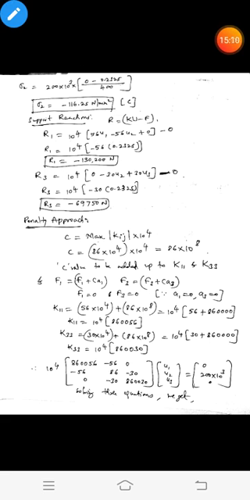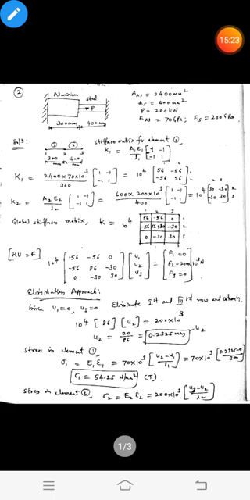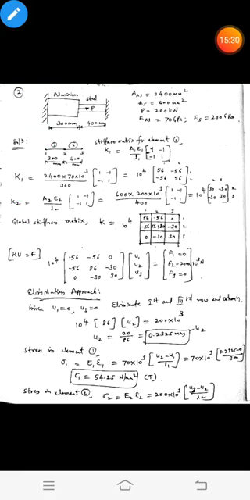Consider equation number 1 of the overall equilibrium equation to calculate R1. The overall equilibrium equation is nothing but Ku is equal to F. In this, you use the first equation for calculation, Ku minus F. It will give you the R1 value, and if you use the third equation, Ku minus F, that will give you the R3 value.